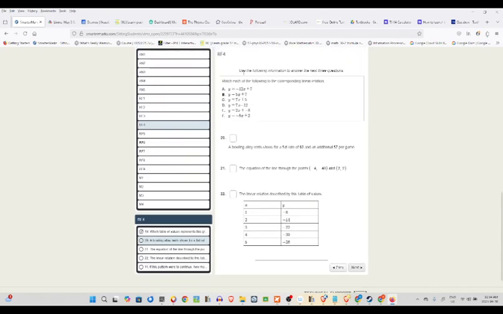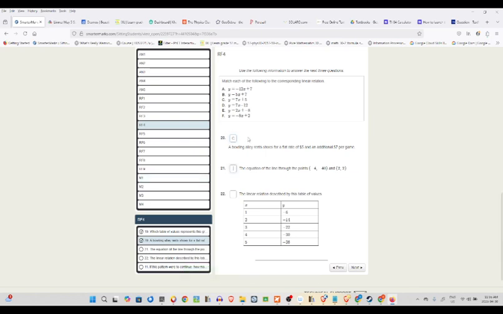Okay, next, match each of the following to the corresponding linear relation. A bowling alley rents shoes for a flat rate of $5 and an additional $7 per game. So the 7 per game, that per is the key word that tells us we're dealing with slope, and our y-intercept is 5. That's C.